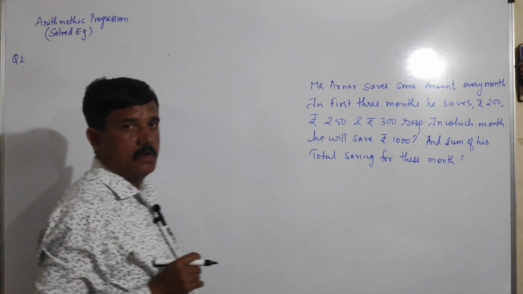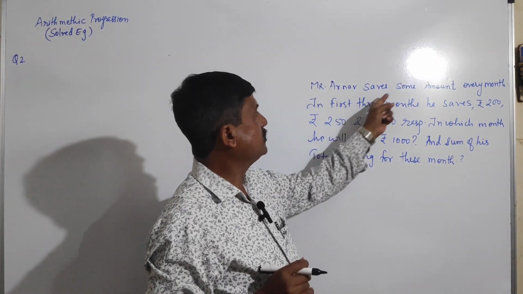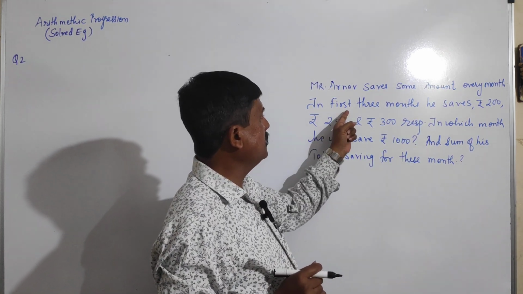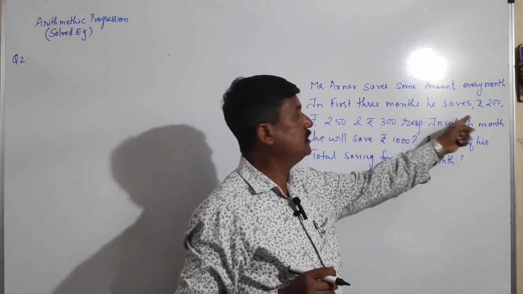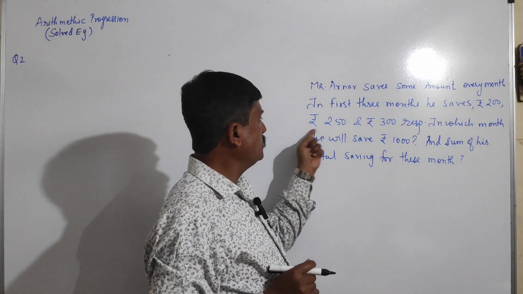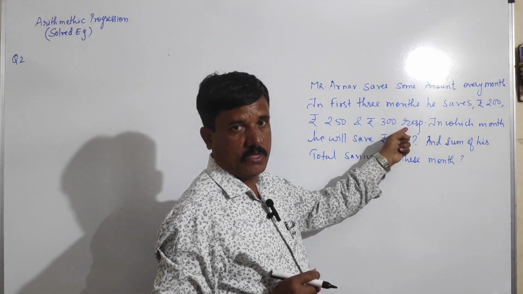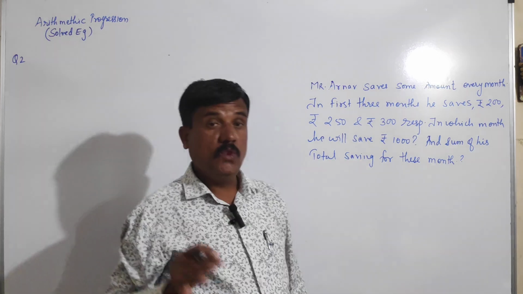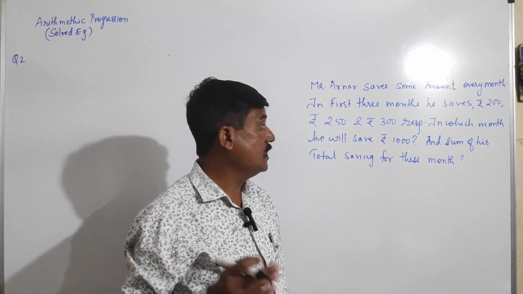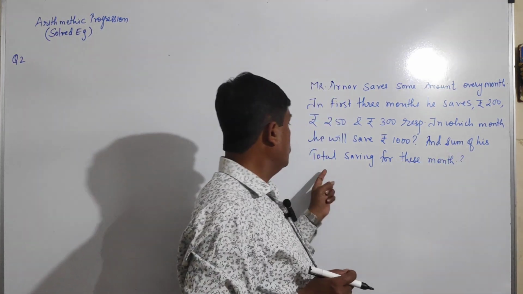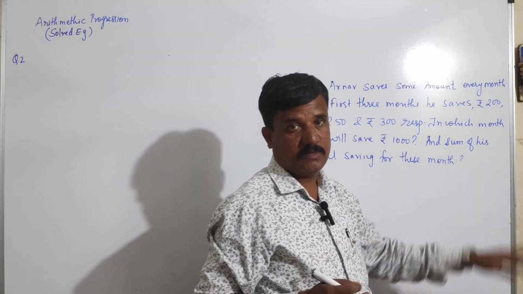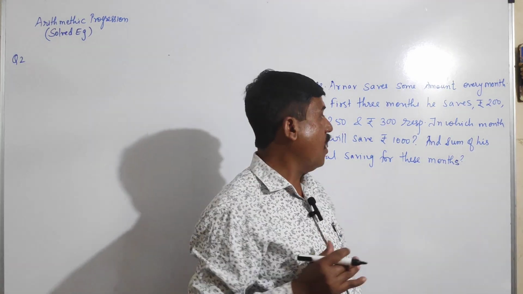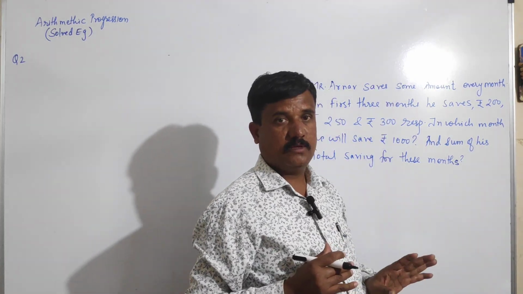Okay. Question number 2. Mr. Arnav saves some amount every month. In the first 3 months, he saves rupees 200, rupees 250 and rupees 300 respectively. In which month will he save rupees 1000? And what is the sum of his total saving for these months? So what will his saving be at the end of this saving?